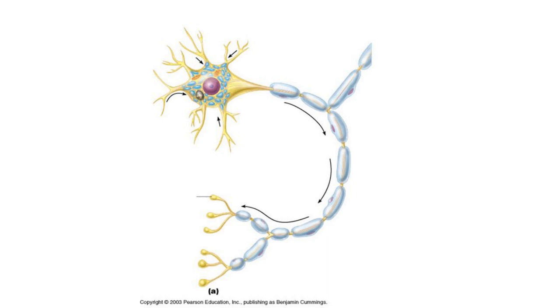So the first part is going to be these little tree branch looking ones up at the top near the cell body. Those are what are called our dendrites. Dendrites are going to receive information. So dendrites will receive the stimulus. So they'll receive the message that's coming into that nerve or the neuron.